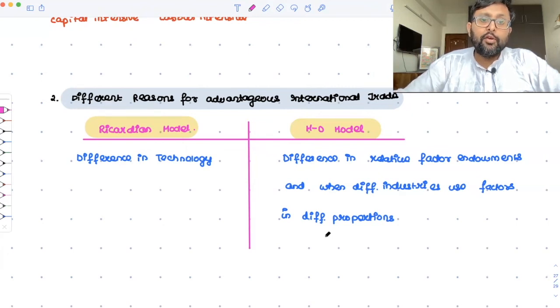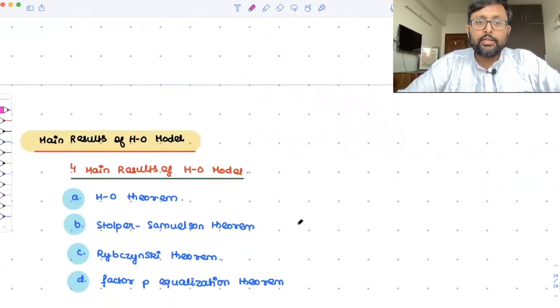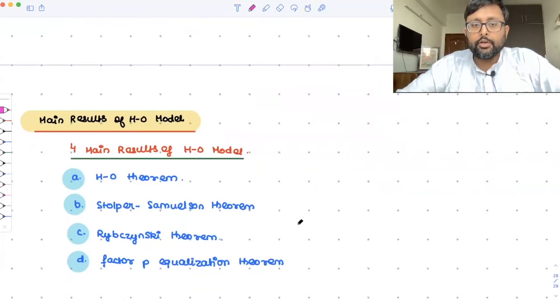Tomorrow, I'll give you the meaning of the other three results, which are the Stolper-Samuelson theorem, the Rybczynski theorem, and the factor price equalization theorem. Then we will move into detail on the Heckscher-Ohlin theorem again.